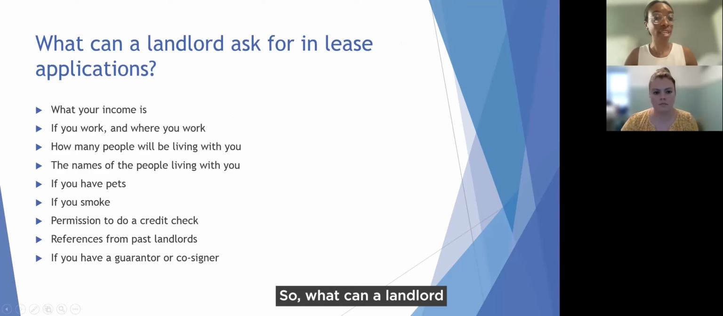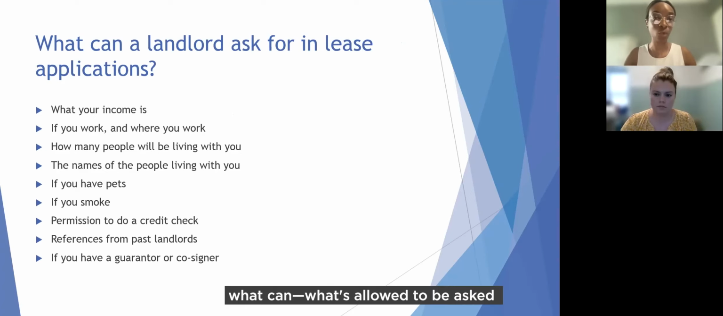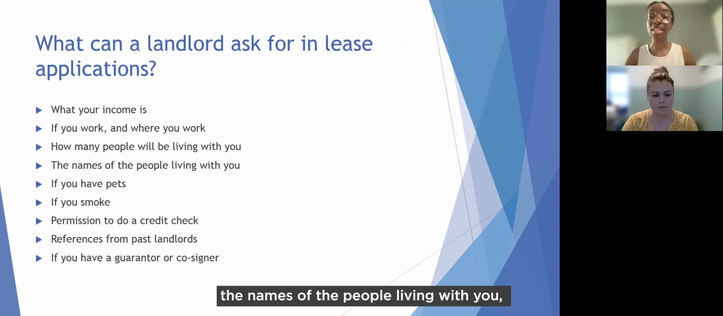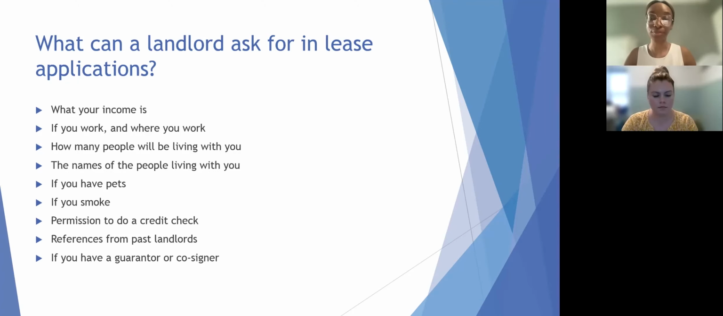So what can a landlord ask for in lease applications? When you're applying for a lease or you're looking into renting something, what's allowed to be asked essentially? So they can ask what your income is, if you work, where you work, how many people will be living with you, the names of the people living with you, if you have pets, if you smoke, permission to do a credit check, references from past landlords, or if you have a guarantor or cosigner.